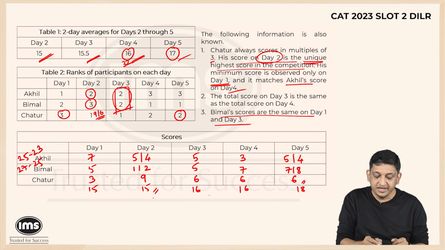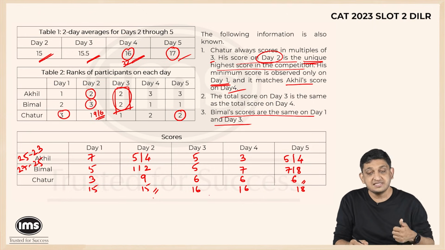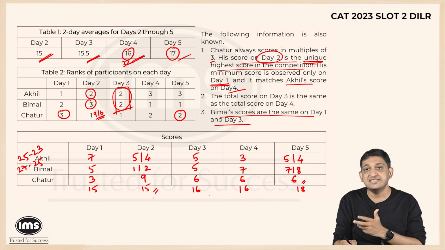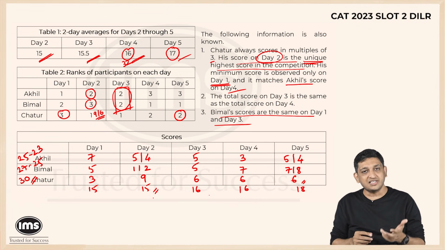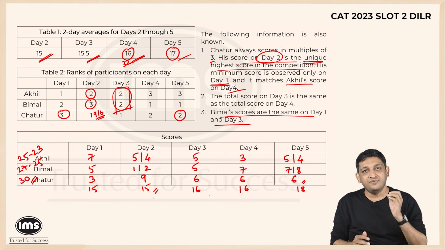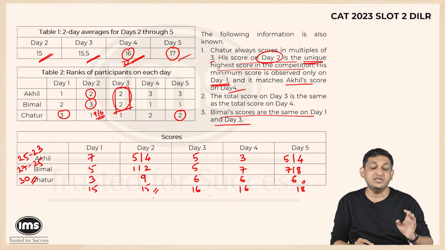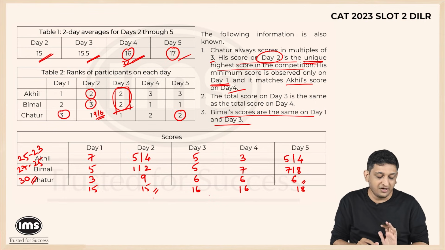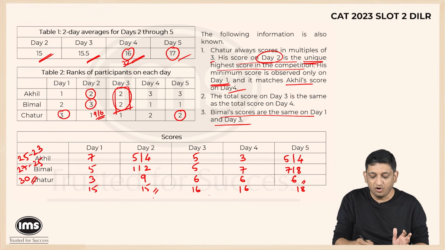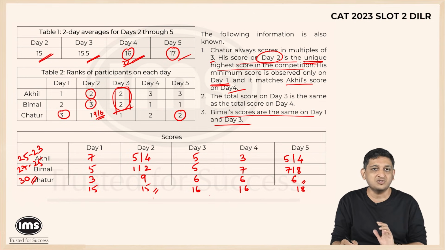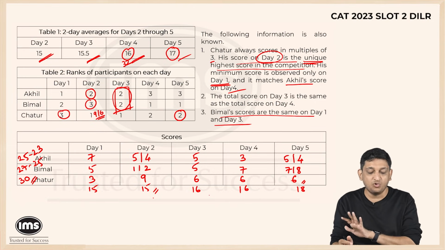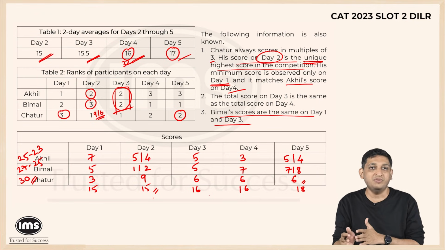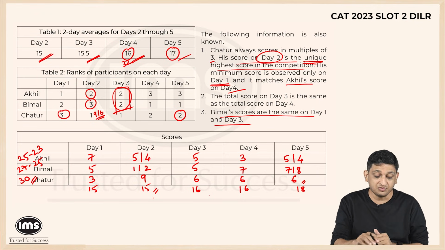Chatur, we know everything. 3 plus 9, 12. 12 plus 6, 18, plus 6, 24, plus 6, 30. So Chatur would have scored 30. So we know for sure that whatever happens, Chatur would have definitely outscored Bimal and Akhil. Even on their best days, Chatur would have outscored Bimal and Akhil. If you add all these numbers, you will get an 80 as well, which does not matter. But we know that the total scores in this competition would add up to 80. So that's what we know.